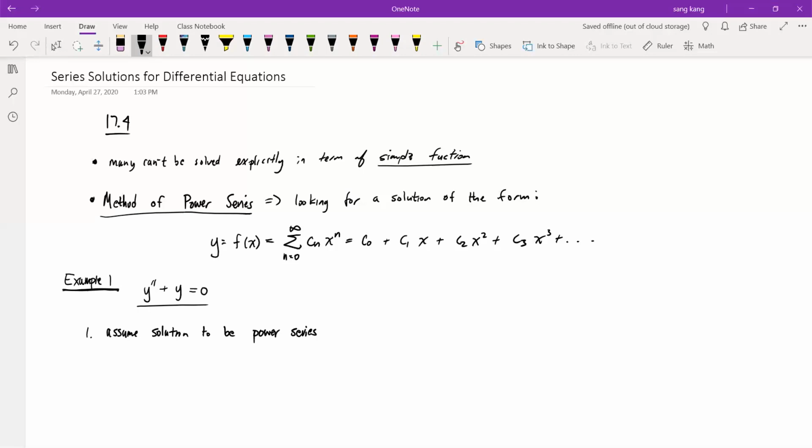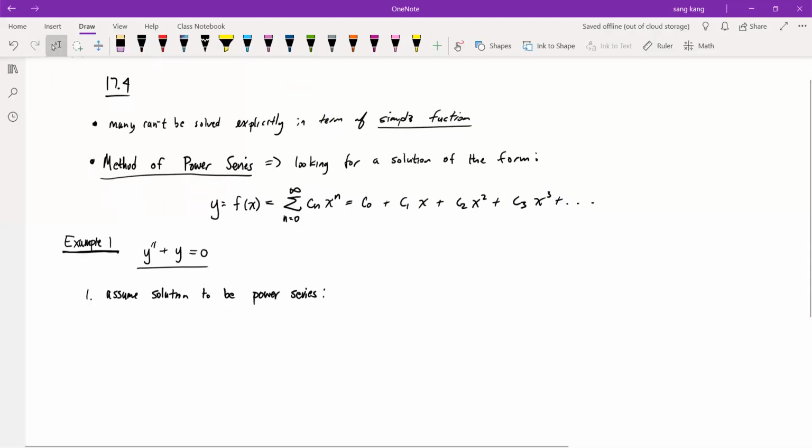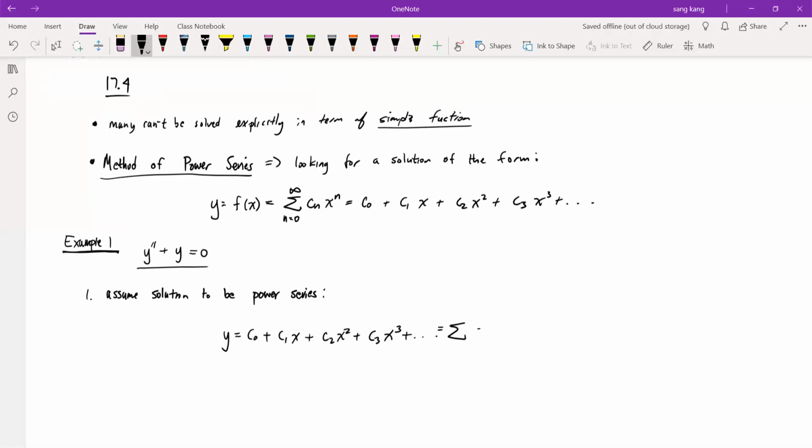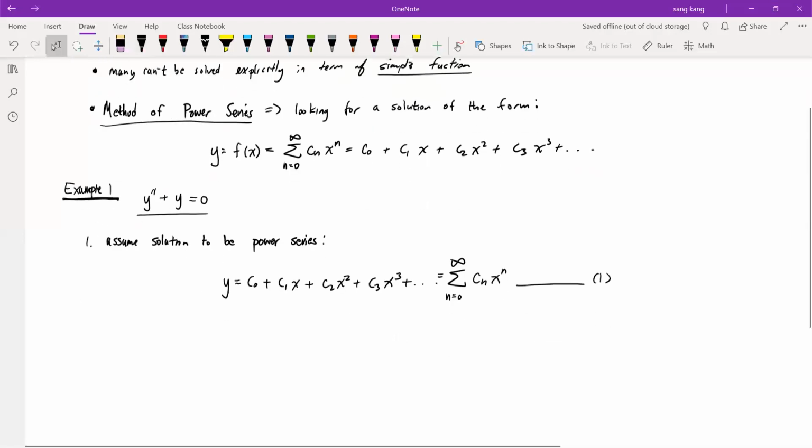Which is of the form, as we mentioned above, y equals c naught plus c1x plus c2x squared. You won't have to write this out in expanded form every time, but it actually helps to see this for the first couple of steps, and you'll see why. So there's our sum notation. I'll label this as 1.